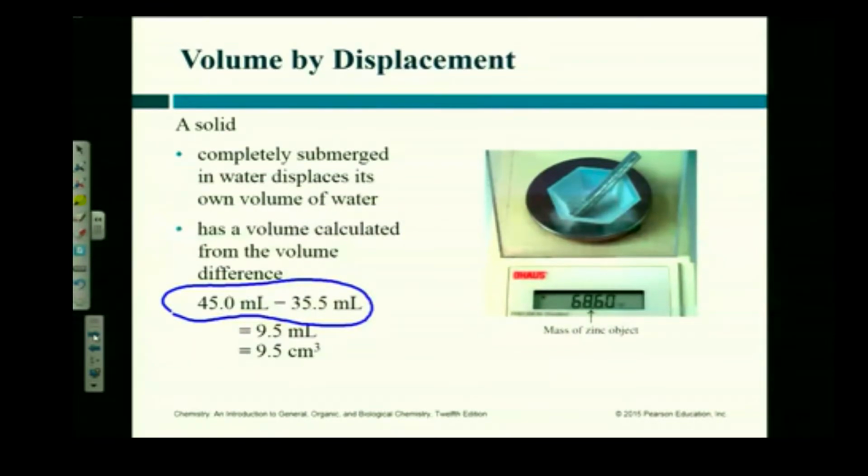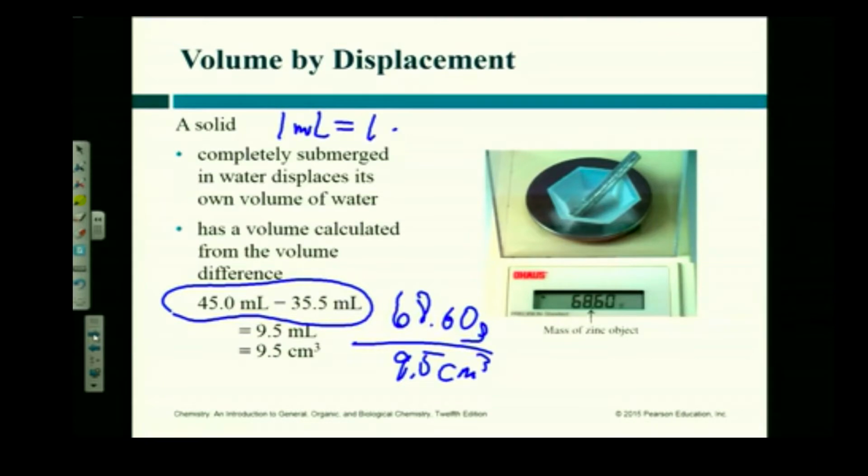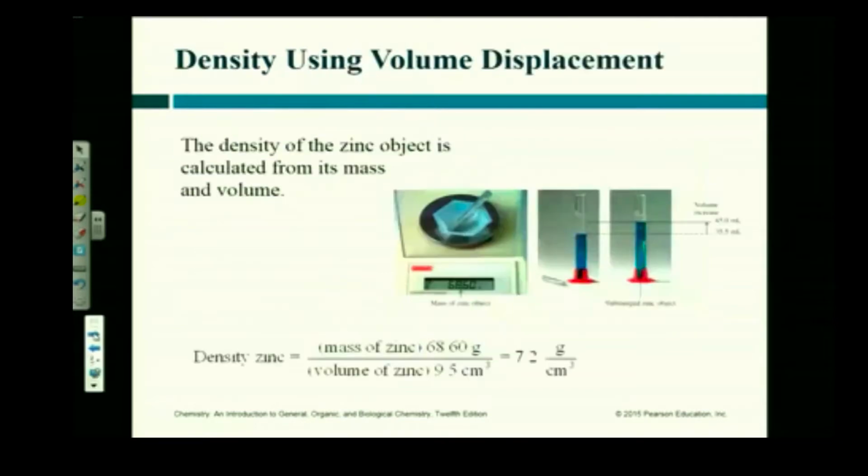So what's the density then? We would take 68.60 grams divided by 9.5 centimeters cubed. Because also 1 milliliter equals 1 centimeter cubed. Okay? We won't need that too often. And that's what they do right here. So it comes out to be 7.2 grams per centimeter cubed.